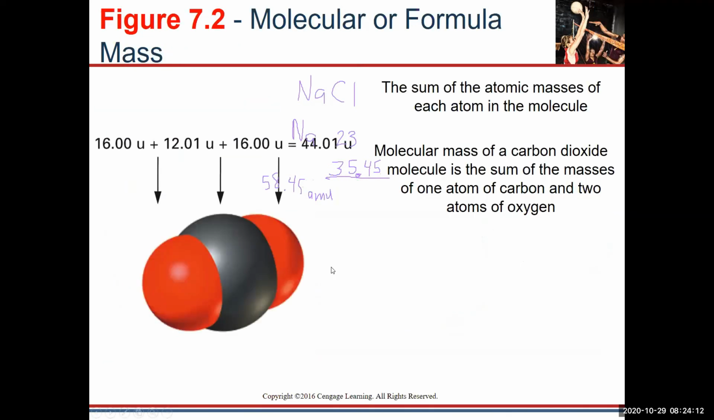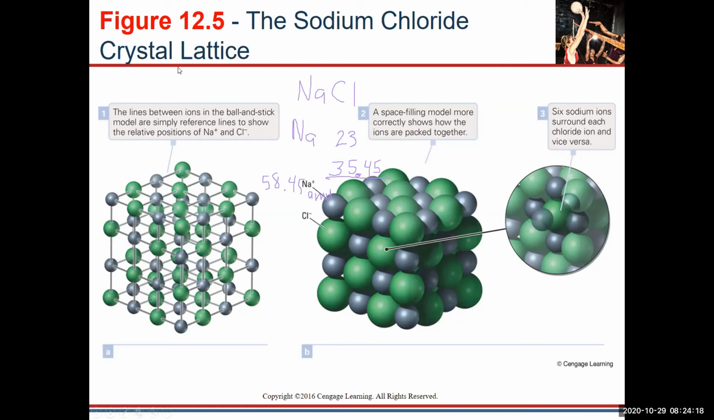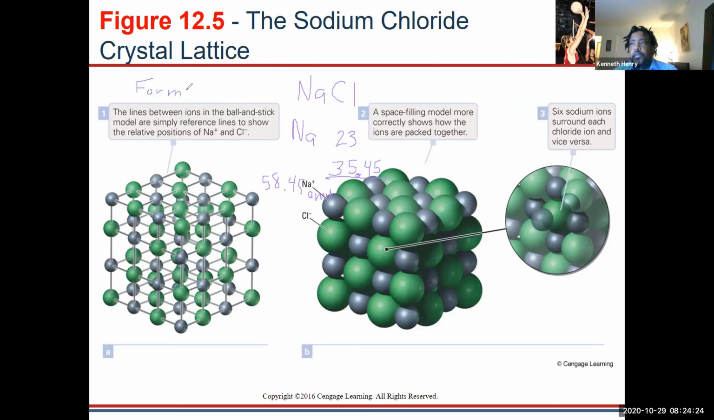Wait, so what was this one? So this was in the case of an ionic bond, right? This is called the formula mass. Formula mass, okay. Now they're calculated the same way.